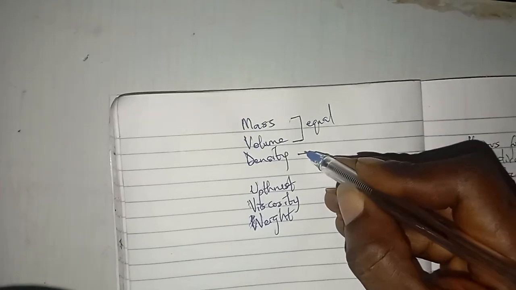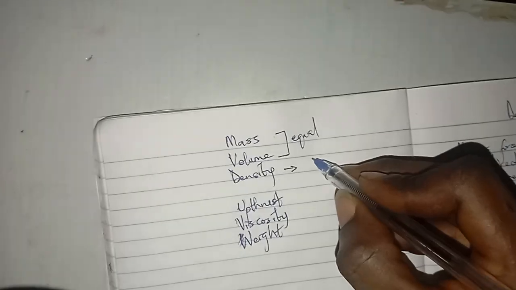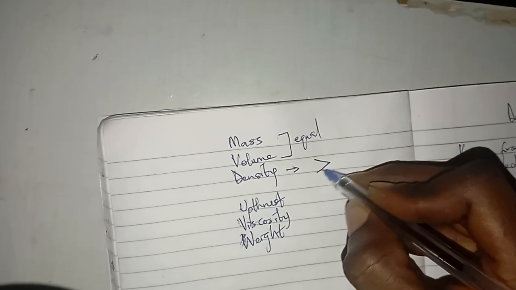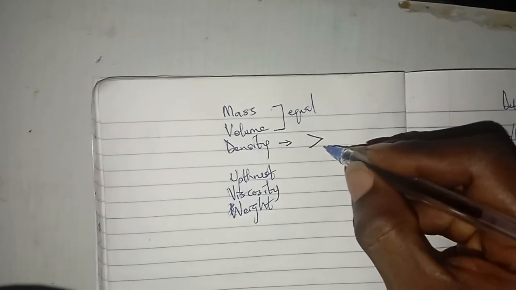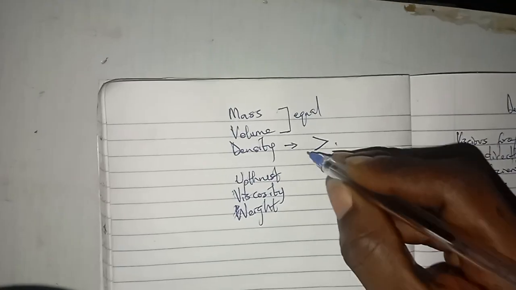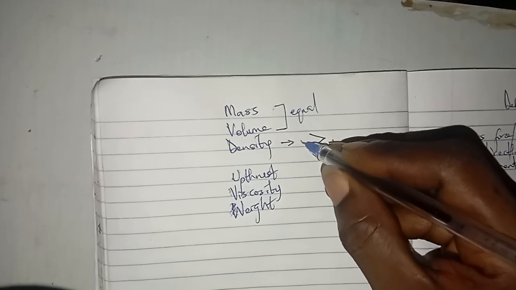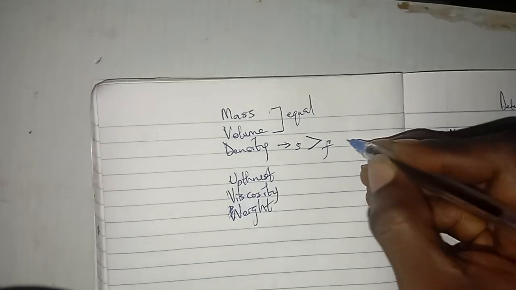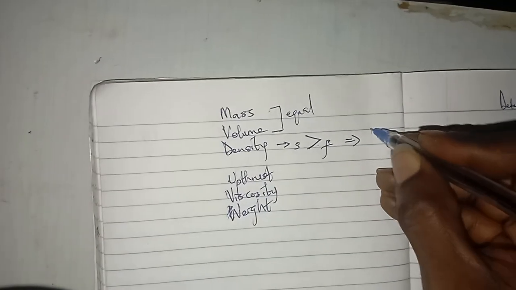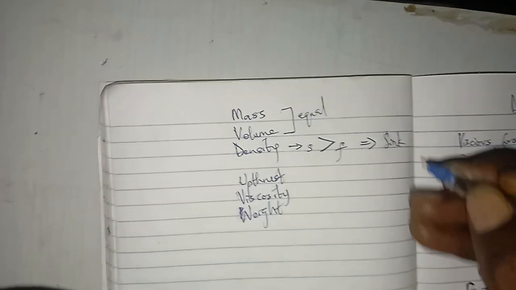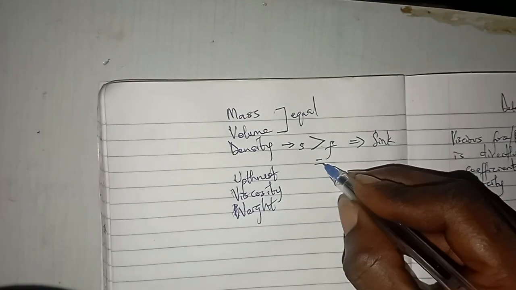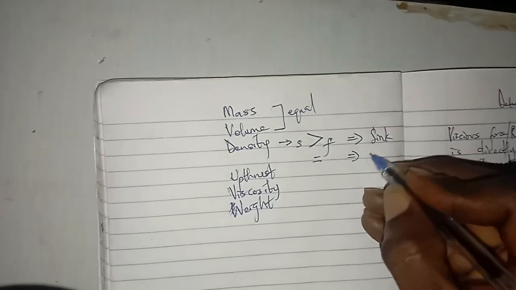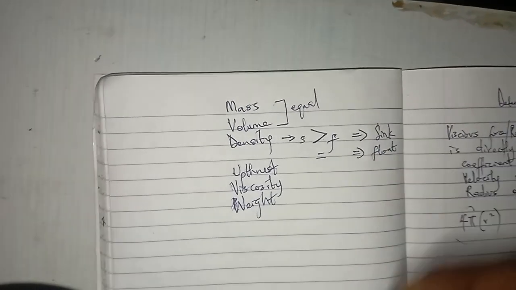This can never be equal. This one is not equal because if the density of whatever you are putting in, let's say a sphere, is greater than the fluid, then it will try to move to sink. But if they are equal, it will just float. So you need to know that. So density can never be equal.